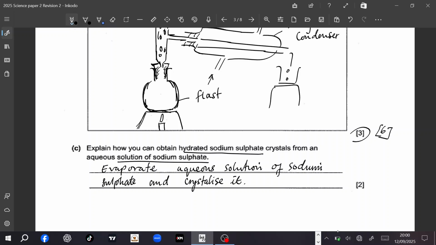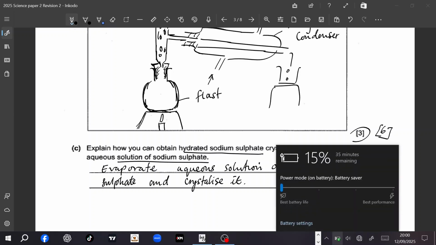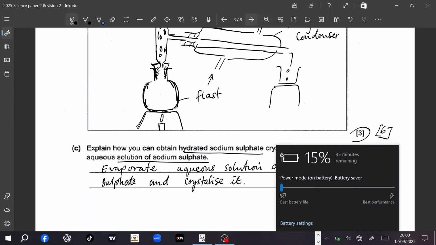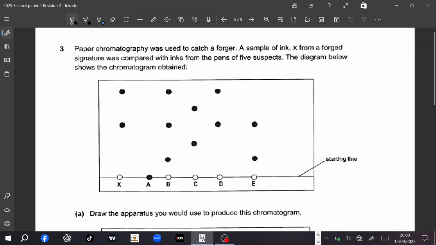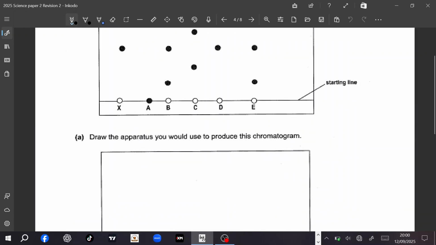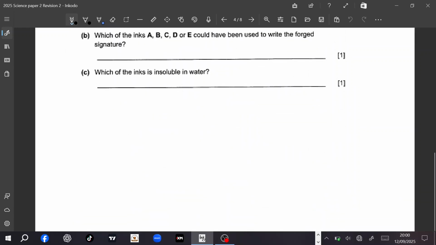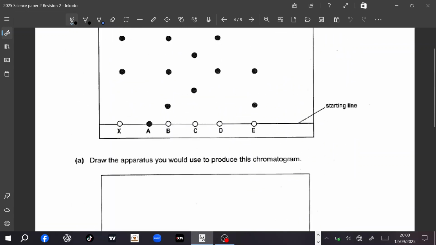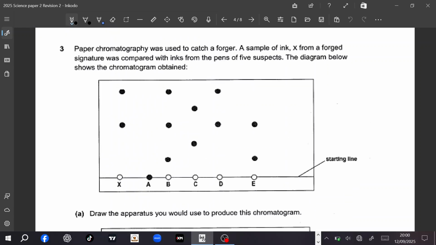So let's see how many minutes we are remaining with. 15. Okay, let's see if we can push in one more question. Okay, so this question we will push it later, looking at the time remaining.